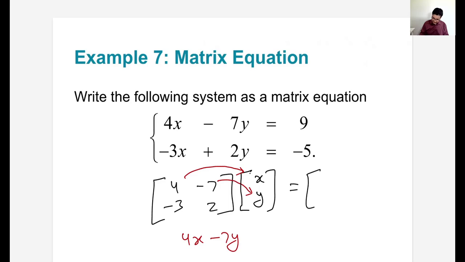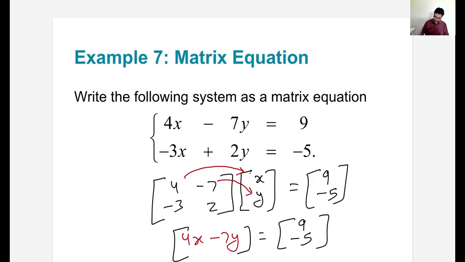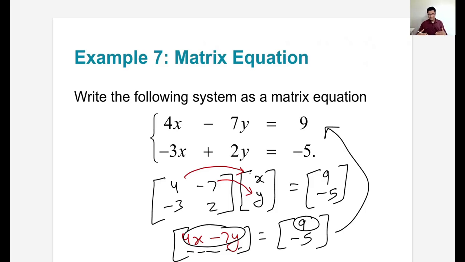The right side of the matrix would be those numbers in a column. When you multiply on the left side, you get 4x minus 7y, and correspondingly on the right side, you have 9 and -5. So basically, this first entry here should be equal to the first entry there, which is the given equation. So this is basically a way to rewrite the linear equations in matrix form using the concept of matrix multiplication.